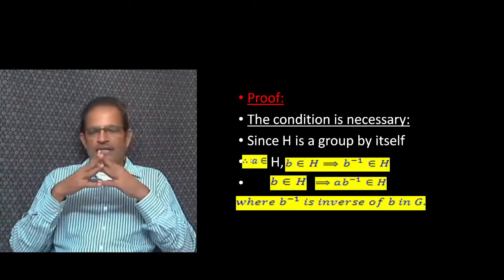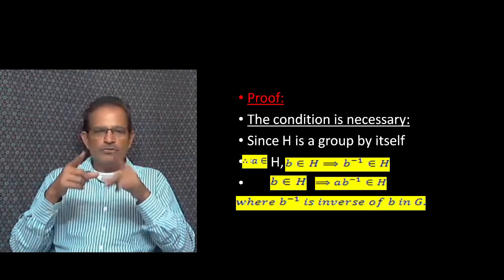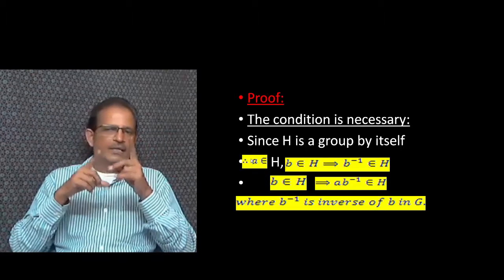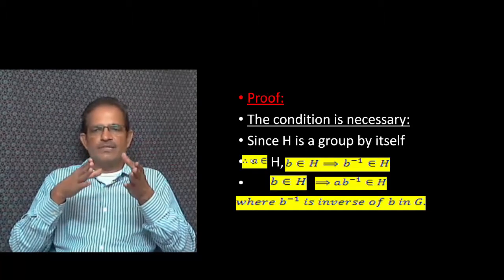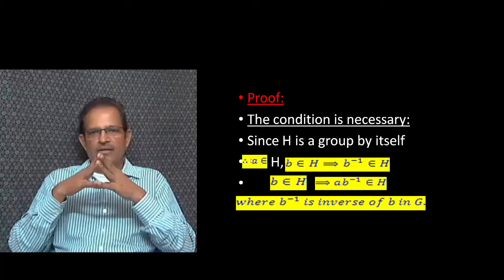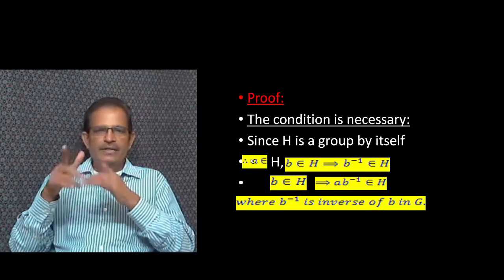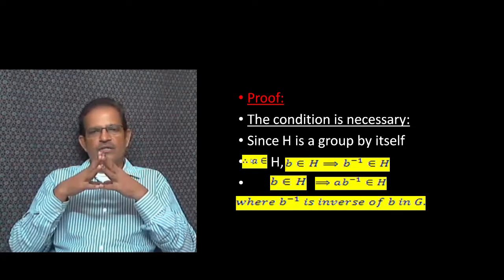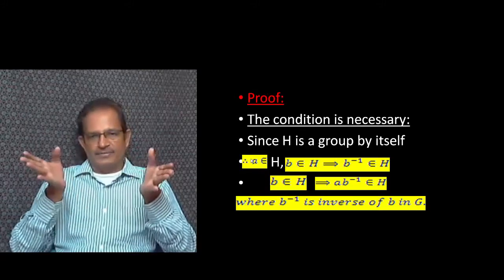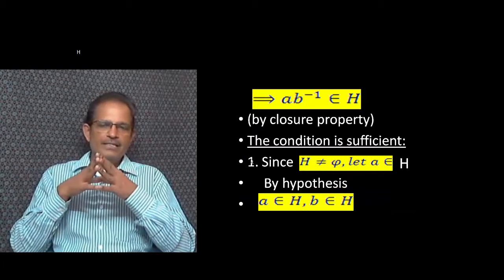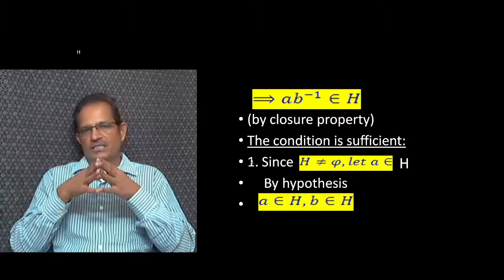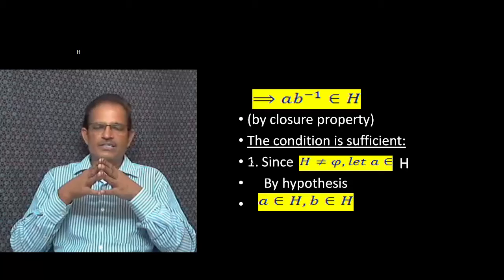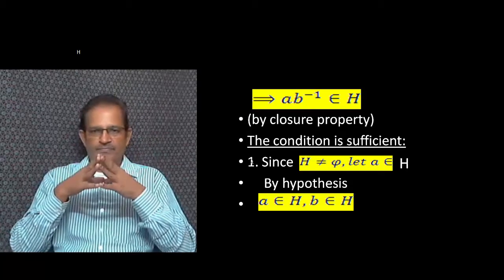So A is an element of H, B belongs to H implies A B inverse belongs to H. So A is one element, B inverse is another element, so A B inverse will be in H, where B inverse is the inverse of B in G. So this proves the necessary condition. That implies A B inverse belongs to H by the closure property. A is an element of H and B inverse is an element of H, so A B inverse belongs to H.